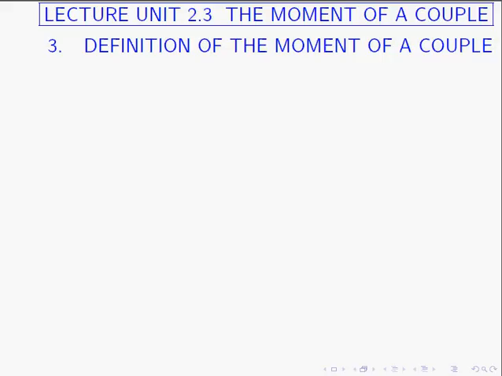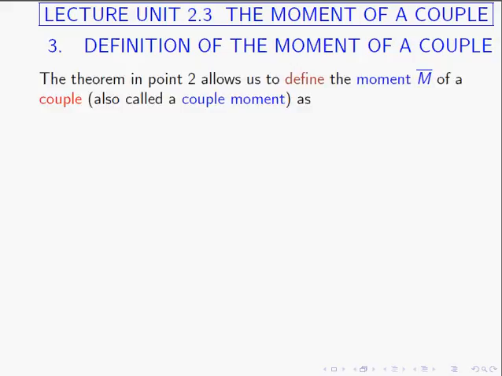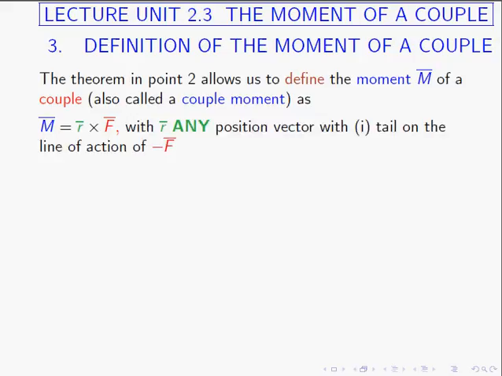In the last part of lecture unit 2.3, we define the moment of a couple and we look into some other properties of vectors. The theorem in point 2 allows us to define the moment M of a couple, also called a couple moment, as the vector M equal to R cross F, with R any position vector, with the tail on the line of action of minus F and the tip on the line of action of F.